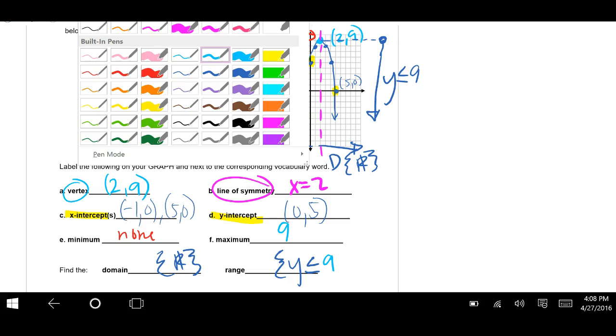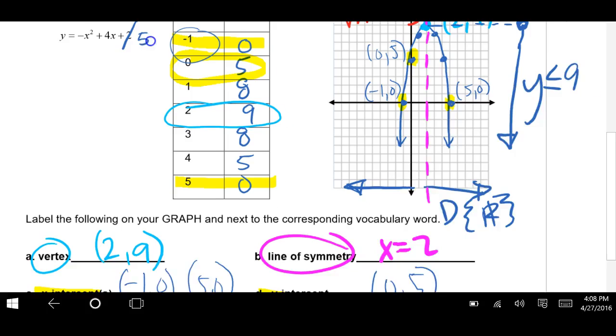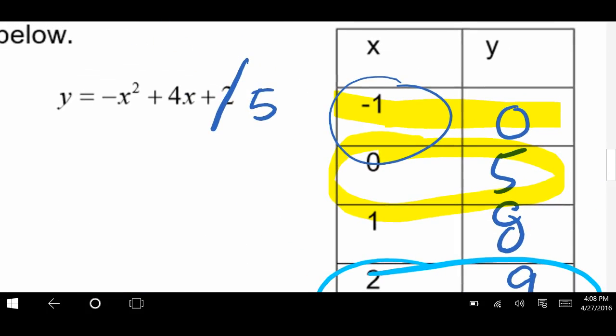So we can also get the range from the vertex. But of course we have to know if it's pointing up or down. If it's pointing down, then that means it's going to be less than. If it's pointing up, that means it's going to be greater than. And we know that the graph points down without even looking at the graph itself by going back to our equation and seeing that here I have a negative in front. Remember, the negative makes the graph point down.